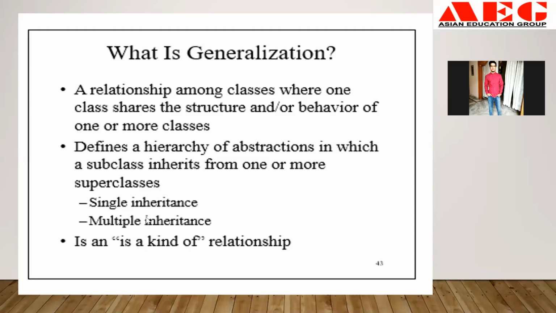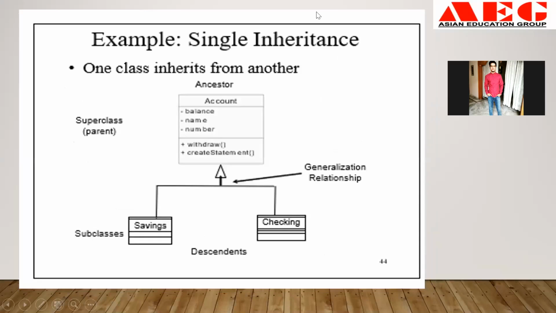Single inheritance or multiple inheritance. Then, an example of single inheritance in a UML diagram, where one class inherits from another. So there is a class Saving and a class Checking. This is our class Account. This is the superclass, the parent.